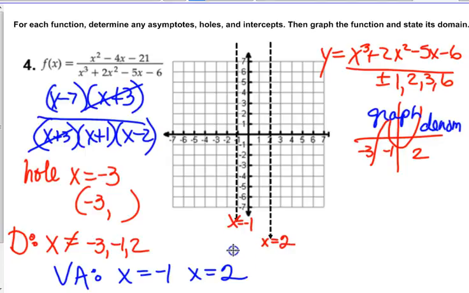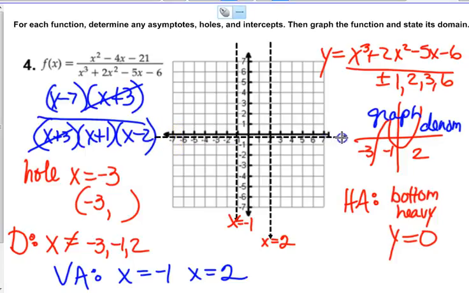End behavior. Anybody? Which is also called horizontal asymptote. Sorry. It is bottom heavy, so what do we get? Okay, so I'm going to draw that on real quick, and label it y equals 0. Okay, let's finish up with our hole, and then we'll talk about how to graph what's left.